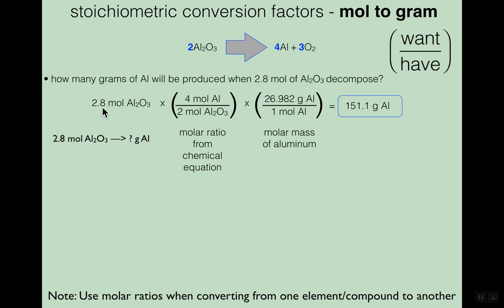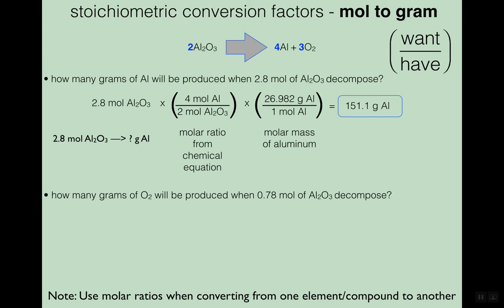If I had this with my brackets, I would have a line across here, and then 2 vertical lines, and I would put into my calculator 2.8 times 4 times 26.982. I'd hit equals and then divide by 2 times 1, which is 2. Or again, you can enter it exactly as you see it into your calculator with your parentheses, and you'll get an answer of 151.1 grams of aluminum. So this is one example.